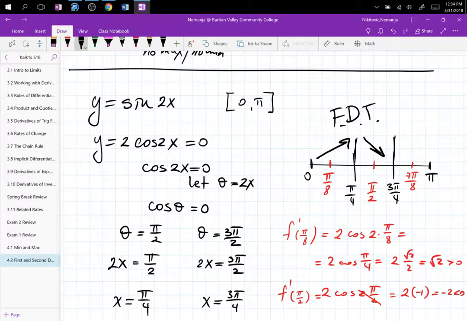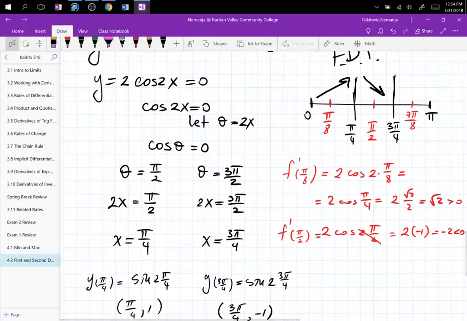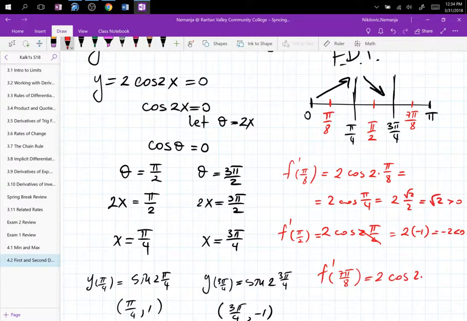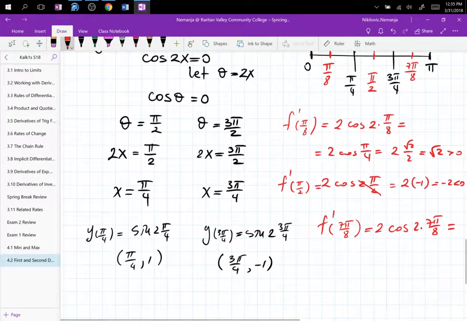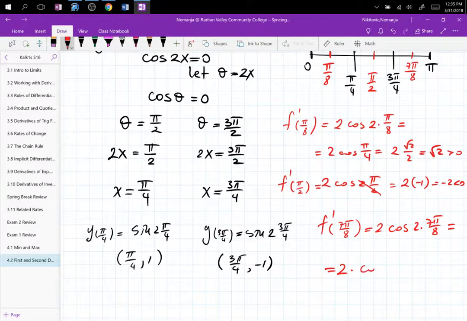So we calculated the second one. Now we know it oscillates, so the next one needs to be up. But let's calculate and show. The last calculation, f prime at 7 pi over 8. And that is 2 times cosine of 2 times 7 pi over 8. Now these cancel, so you have 2 times cosine of 7 pi over 4.